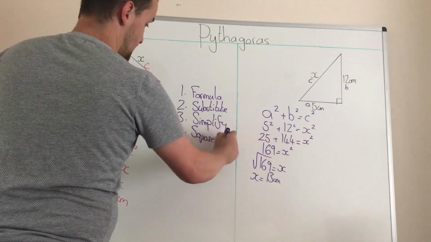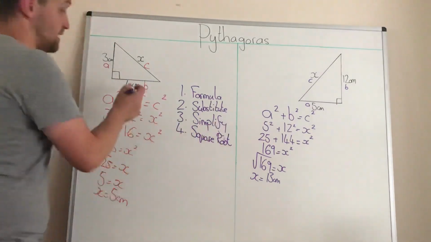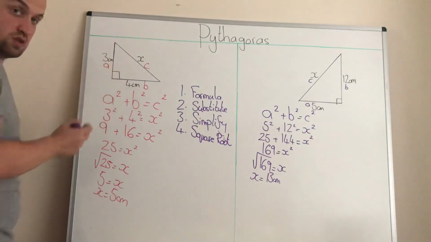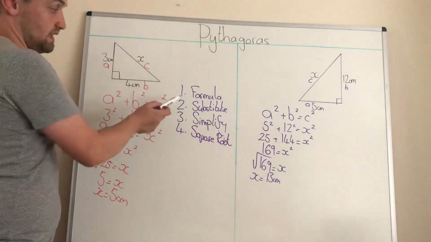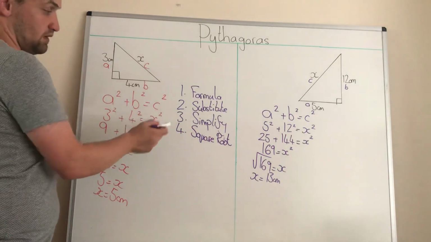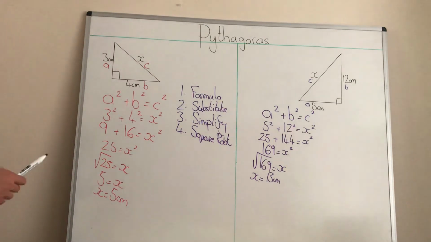Okay, what I mean by that is, I will show you this next lesson, is sometimes you can be asked to find one of the two shorter sides, okay? So, step 1, write the formula. Step 2, substitute. Step 3, simplify. Step 4, square root. Okay, if you've got any questions, guys, let me know.